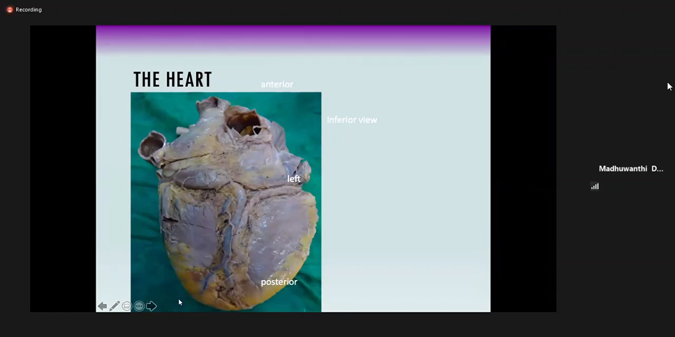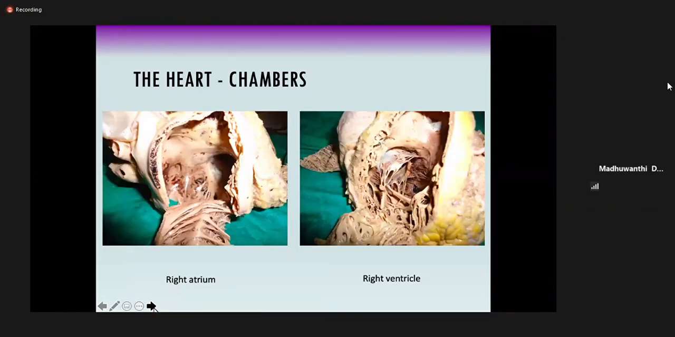All these, when you get the chance to come and see the actual cadavers, you will be able to feel them. But for the time being, you have to learn with the atlases and the videos. I will tell you how to do the learning in a little bit more detail later.